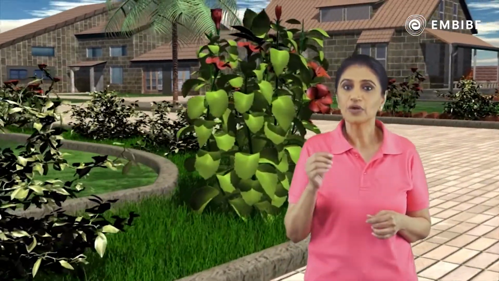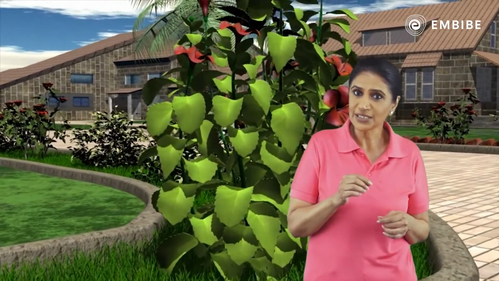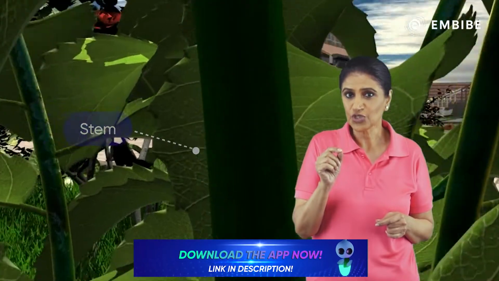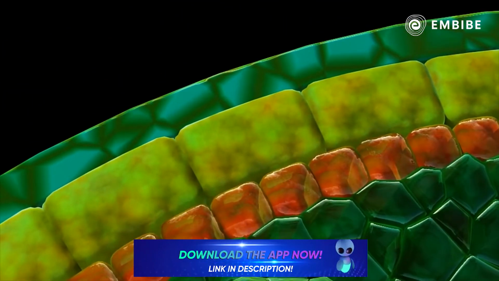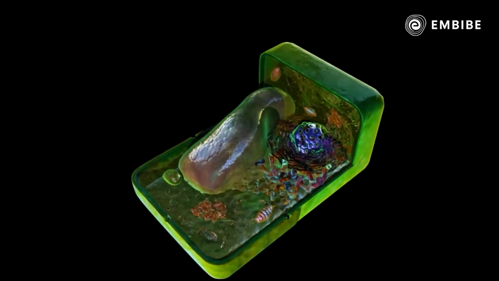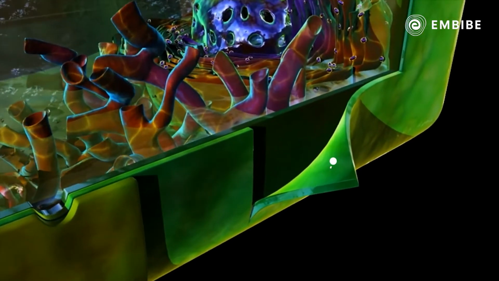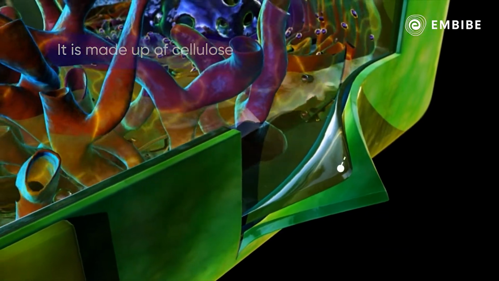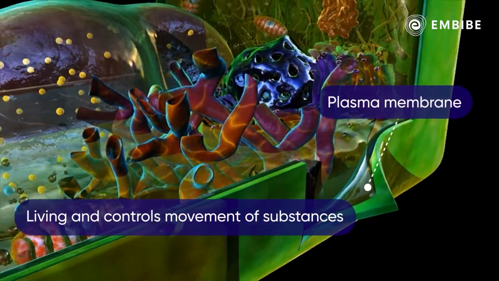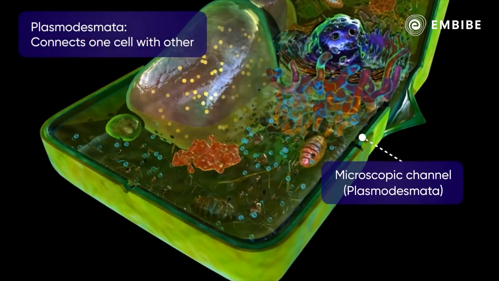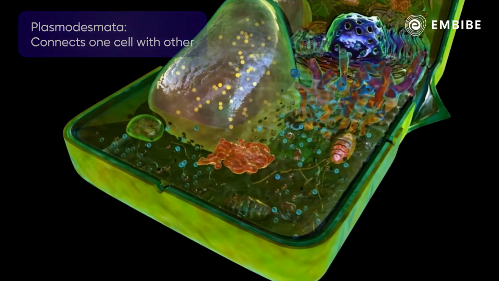To find out how a plant cell differs from an animal cell, we take a closer look at the green stem region of a plant. Numerous cells are present here. Each cell of this region shows a rigid wall called the cell wall surrounding it. Below the cell wall, a membrane called the plasma membrane is present. Some microscopic channels can be seen in the wall of the cells.